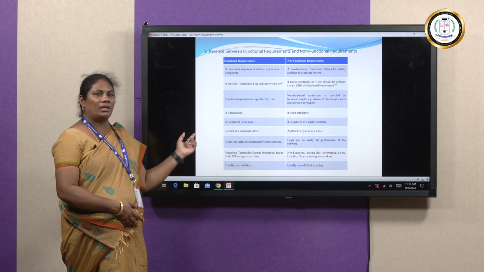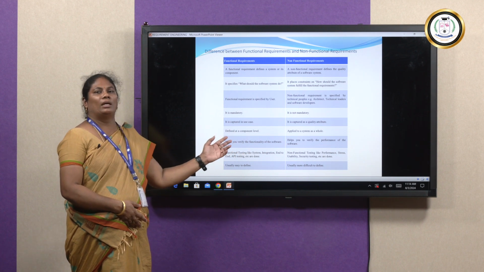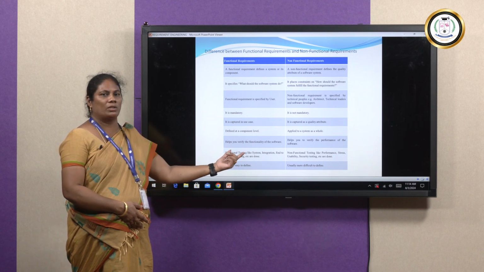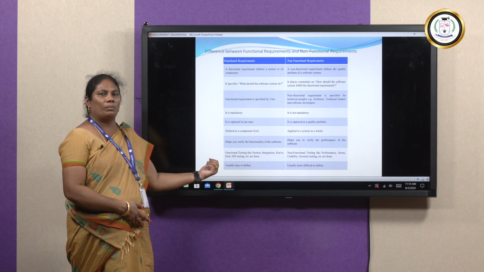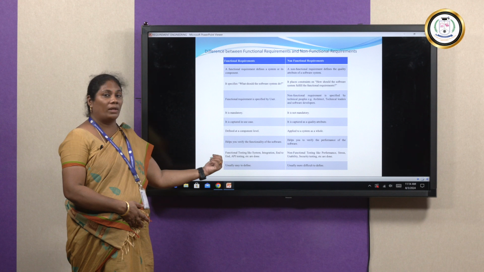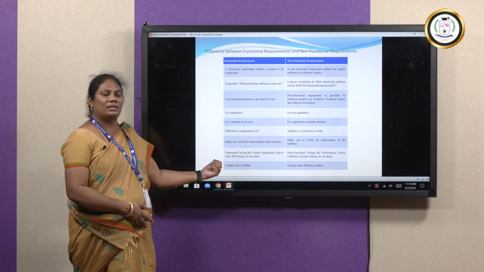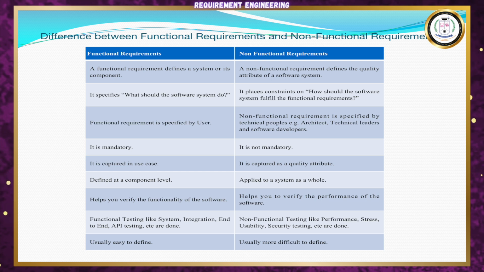The third one: a functional requirement is specified by the user, but a non-functional requirement is specified by the technical people. A functional requirement is mandatory, but a non-functional requirement is not mandatory. A functional requirement is supported by the use case diagram. A non-functional requirement is supported by the attributes in the class diagram. A functional requirement is used at the component level, but a non-functional requirement is used for the overall system. Next, testing to verify the requirement: a functional requirement is verified against the functional specification, but a non-functional requirement specifies performance testing.